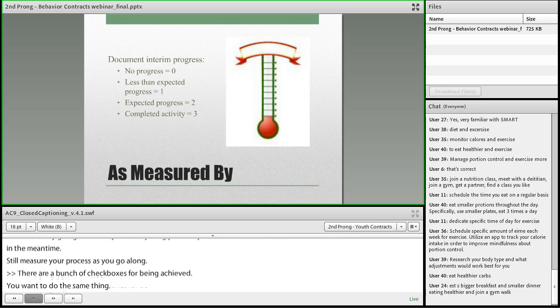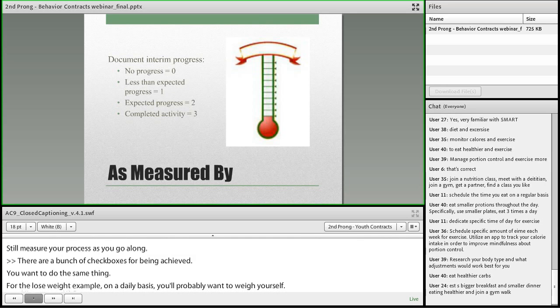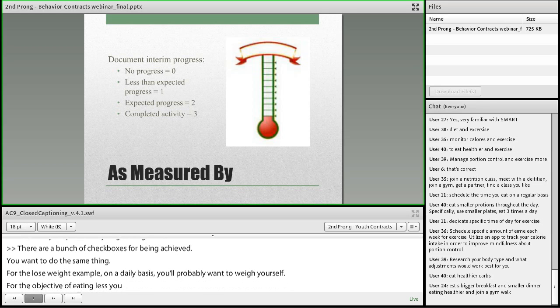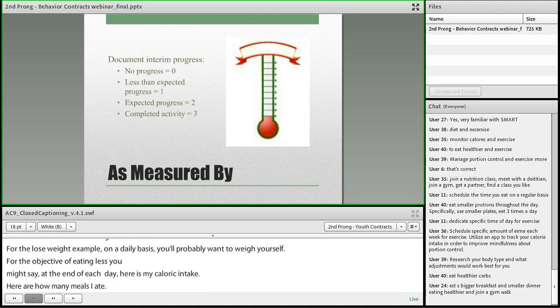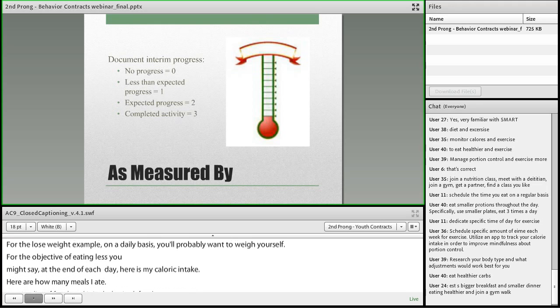But for the objective of eating less, you might say at the end of each day, here's my caloric intake. Here's how many meals I ate. Here's a list of food I actually ate, and including the junk food, so you have to be honest with yourself. For the same thing with the exercise, you're going to say, here are the number of times I went to the gym. Here's my exercise routine. This is how long I measured.